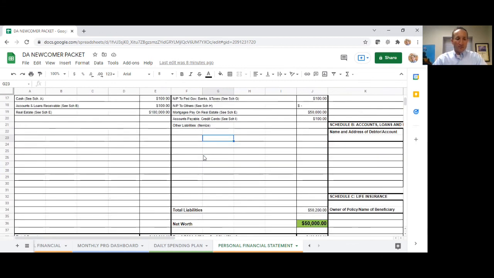We talked about life insurance. We talked about real estate, how to handle that, accounts and loans and notes receivables, notes payable, everything that we owe people. If we wrote a note to our daughter that says, hey, I owe you $50, and we stole money out of her piggy bank, you can put that on here too. That's a notes payable. And then assets minus liabilities equal net worth.